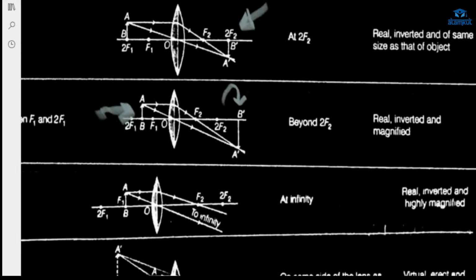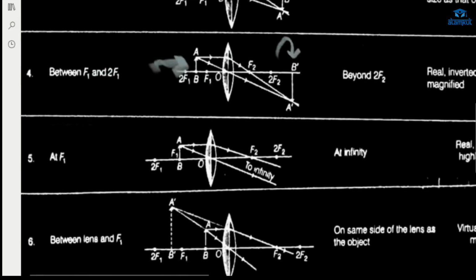Only in one case will the image form erect. When the object is at f1, the image will form at infinity, because the rays will become parallel and will not meet at any point. So we'll say the image will form at infinity.